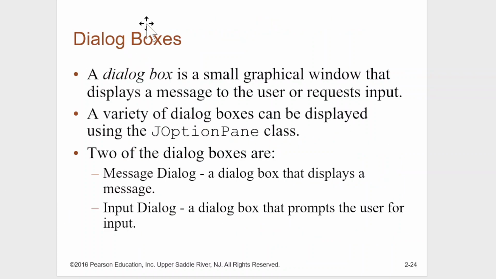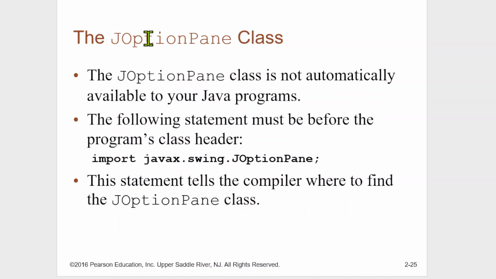A dialog box is a small graphical window that displays a message to the user or requests input. A variety of dialog boxes can be displayed using the JOptionPane class. Two of the dialog boxes are a message dialog, a dialog box that displays a message, and an input dialog box that prompts the user for input. The JOptionPane class is not automatically available to your Java programs. The following statement must be used before the program's class header. So again, just like with Scanner, we have to import javax.swing.JOptionPane. This statement tells the compiler where to find the JOptionPane class.